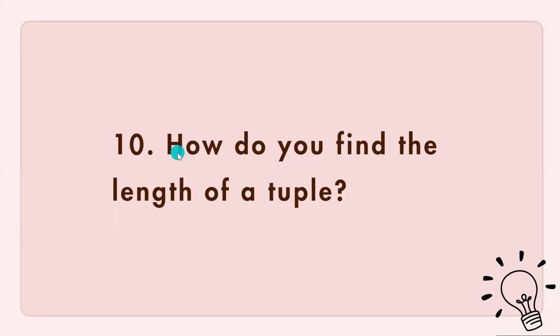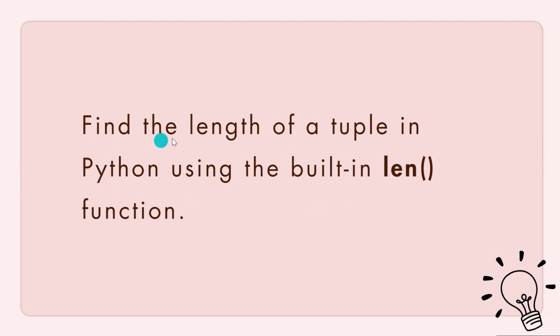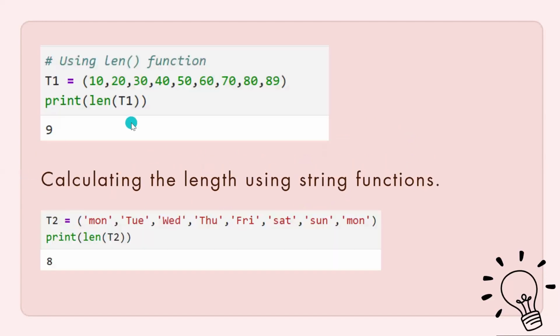So the last one is, how do you find the length of a tuple? You can find the length of a tuple in Python using the built-in len function. So this is the example of this tuple, and we are using the len function here. This is the output of this program. How many elements are there in T1? 1, 2, 3, 4, 5, 6, 7, 8, 9. So the output is 9. This is the output of this program.